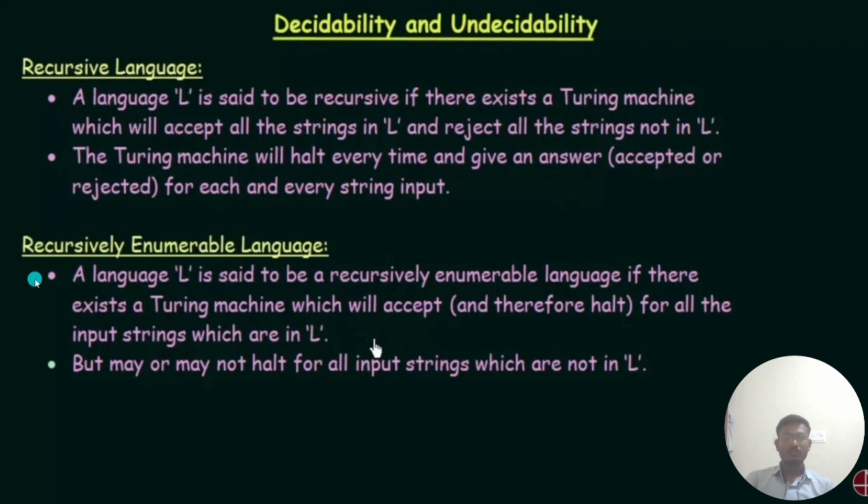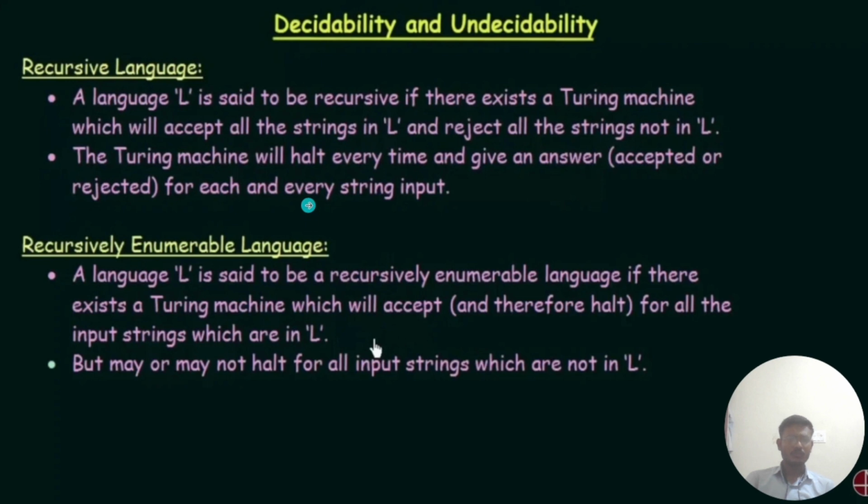So let's see what is a recursively enumerable language. A language L is said to be recursively enumerable if there exists a Turing machine which will accept, and therefore halt, for all the input strings which are in L, but may or may not halt for all the input strings which are not in L. So what does it mean? It means that if you pass a string to this language, it accepts the string when the string is present in the language, and therefore halts. And if the string does not exist in the language, then the Turing machine may or may not halt.